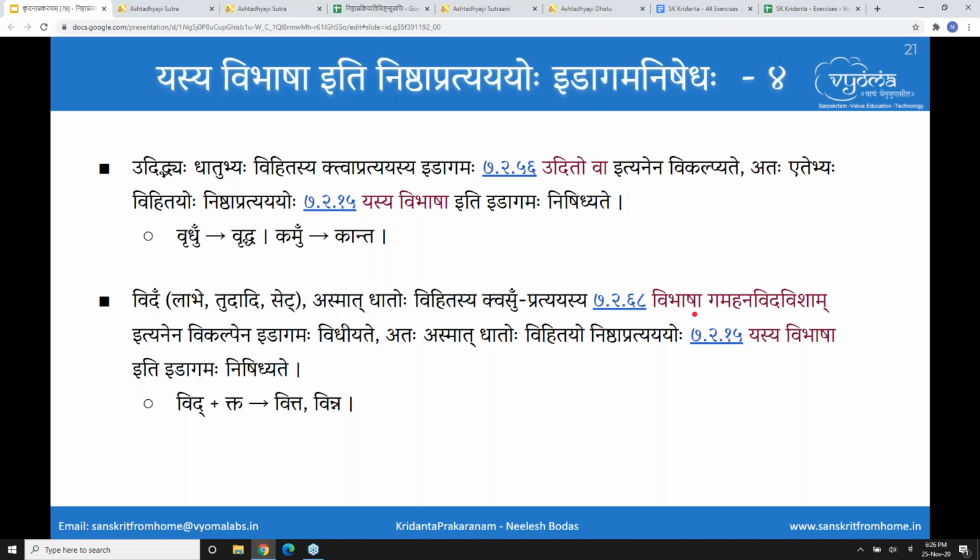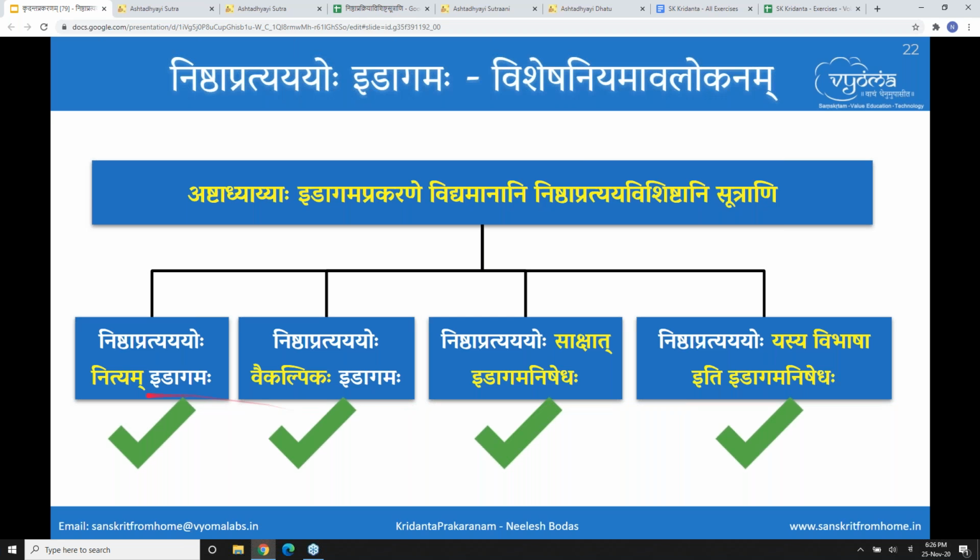Otherwise, if the dhatu is anit and it does not get an idagama, then the fact that it is anit is itself sufficient. You don't have to worry about any special yasya vibhasha or uditva or any other particular cases. So that's it. We are on time and we have finished all the 4 different entities.